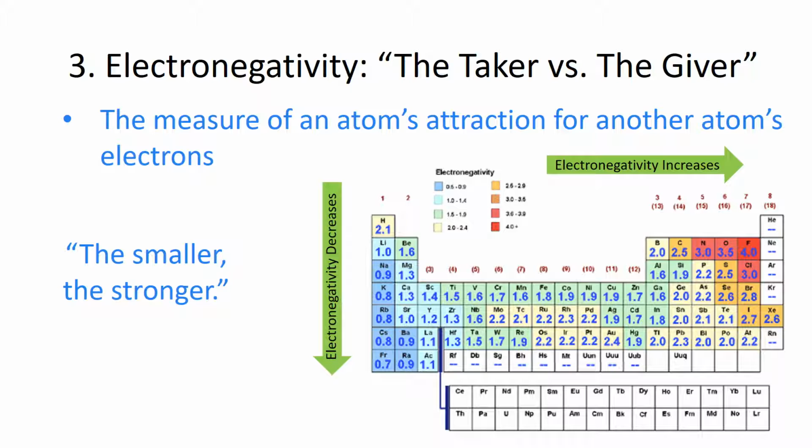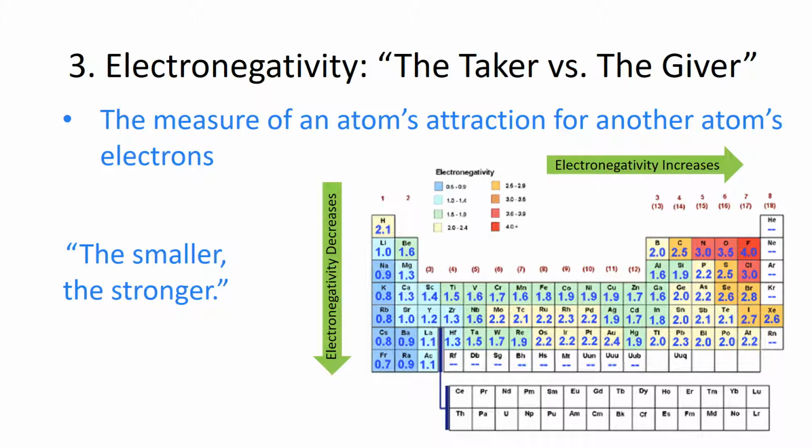Nonmetals have a high electronegativity, as they want to take another atom's electrons, while transition metals want to give another atom their electrons, and they do so willingly. When looking at the column trend of electronegativity, think the smaller the stronger. Hence, hydrogen will have a higher electronegativity than francium.